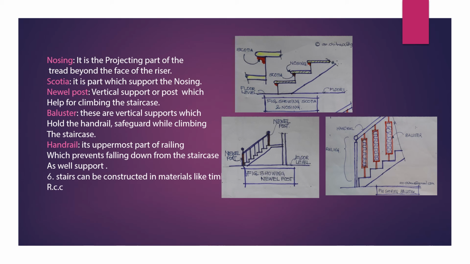Handrail. Handrail is the uppermost part of the railing which prevents falling down from the staircase as we climb up the staircase, and also supports and safeguards us. A staircase can be constructed in various materials like brick, stone, wood, metal.